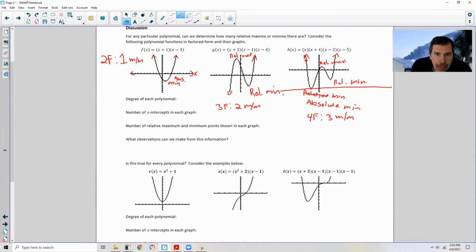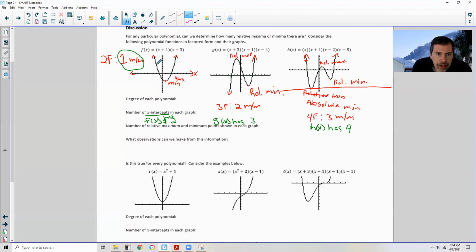Number of x-intercepts in each graph. Okay, so f of x has 2 x-intercepts. g of x, I shouldn't say equals, I should say has. g of x has 1, 2, 3 x-intercepts, and h of x has 1, 2, 3, 4 x-intercepts. Number of relative minimum and maximum points shown in each graph.